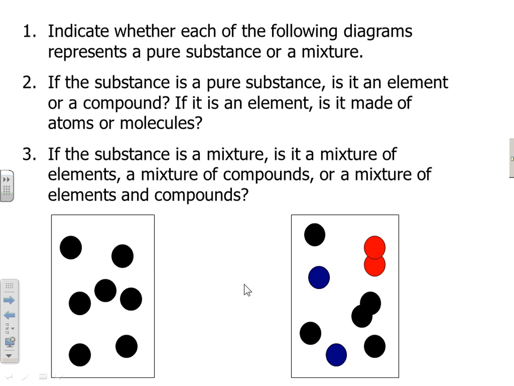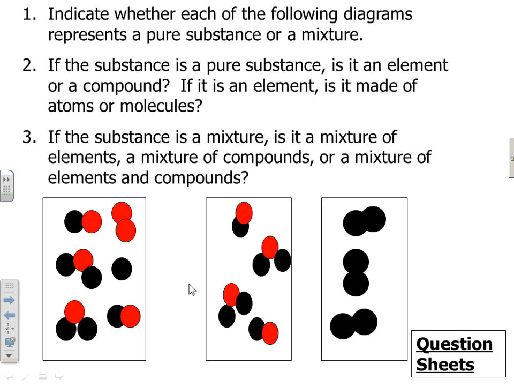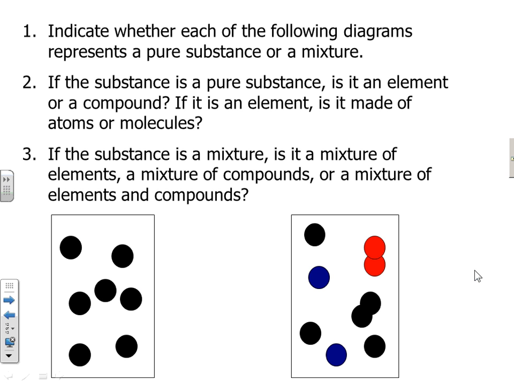Okay, moving on. The two more pages of just questions. Again, we're not writing them down because I'm just going to get you to work. Indicate whether each of the following represents a pure substance or a mixture. If the substance is a pure substance, tell me if it's an element or a compound, and if the element is made up of atoms or molecules. If the substance is a mixture, is it a mixture of elements, a mixture of compounds, or a mixture of elements and compounds? Woo! What a bunch of questions.